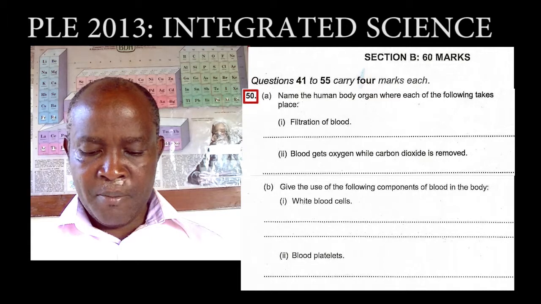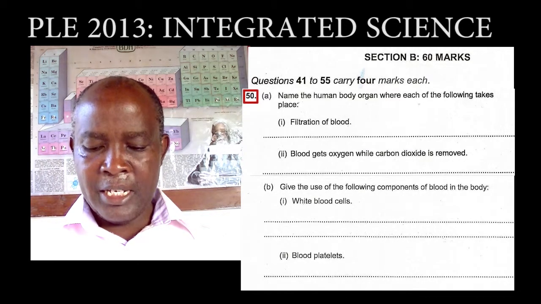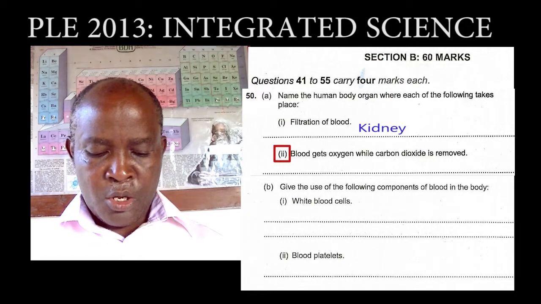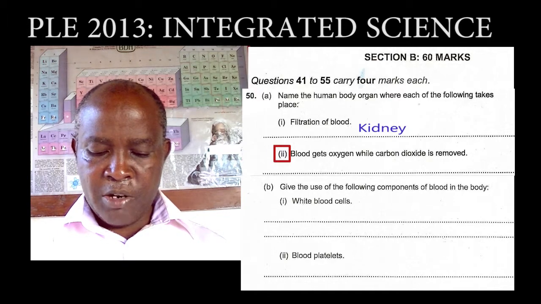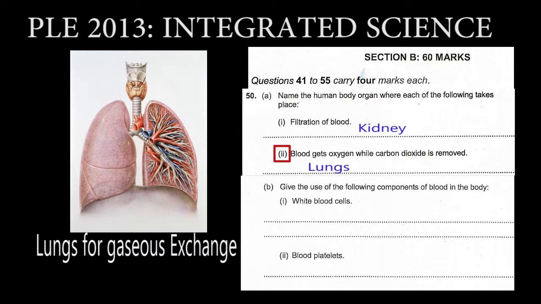Number 50. Name the human body organ where each of the following takes place. Filtration, kidney. Blood gets oxygen while carbon dioxide is removed. Those are lungs.